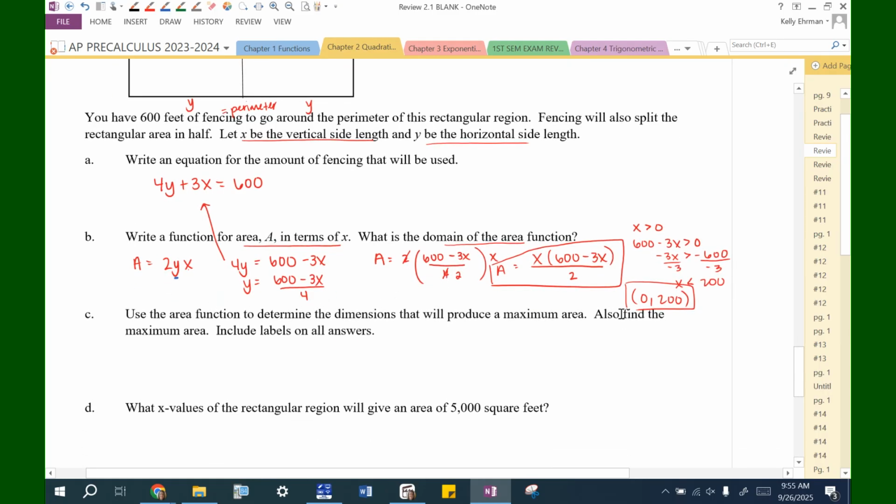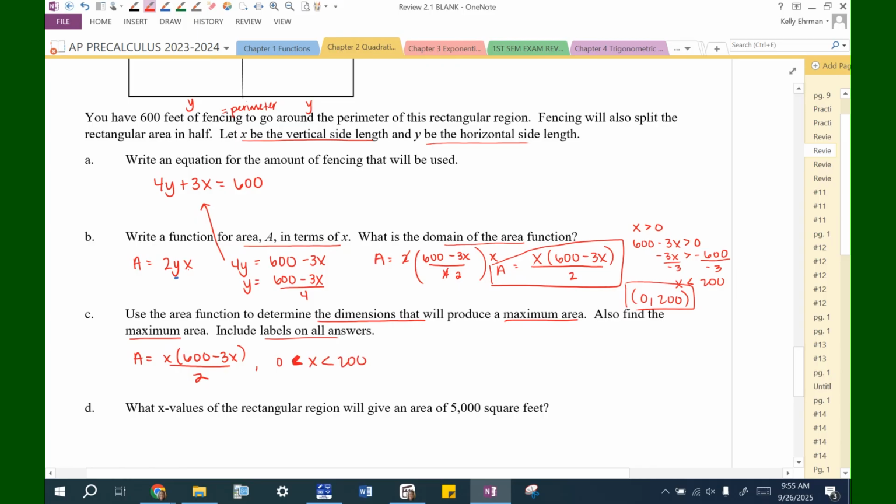Use the area function to determine the dimensions that will produce a maximum area. Also, find the maximum area, include labels. So this is what we did before. Remember, I'm going to write my area equation so it's a bit nicer looking. And I have this domain that's like 0 is less than x, which is less than 200.